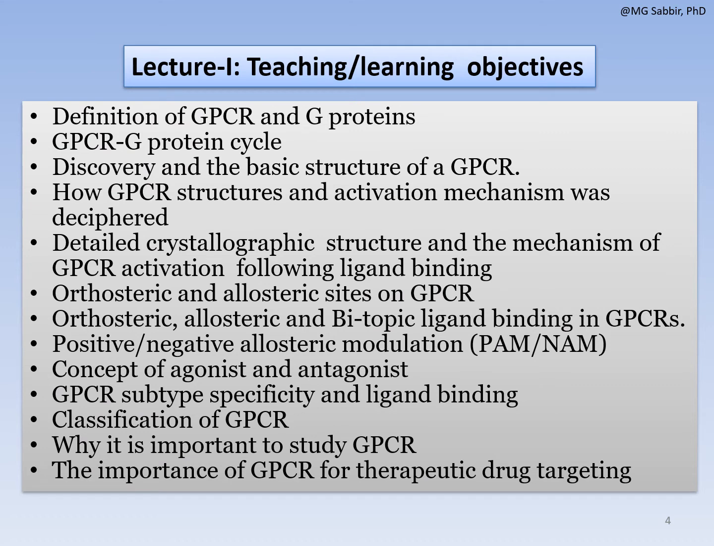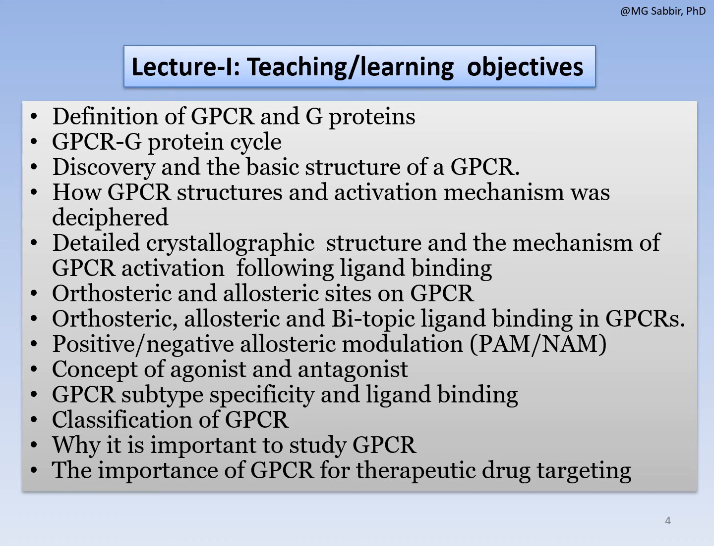So at this point, I think we have some understanding of signal transduction, what the different cell signal transduction pathways are and what their fundamental differences are. So at this point, I'd like to discuss the teaching and learning objectives which I set for the remainder of this lecture. First, I'll discuss the definition of GPCR and G proteins, and then I'll briefly mention a GPCR G protein cycle.